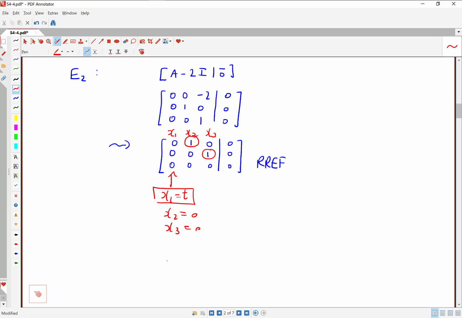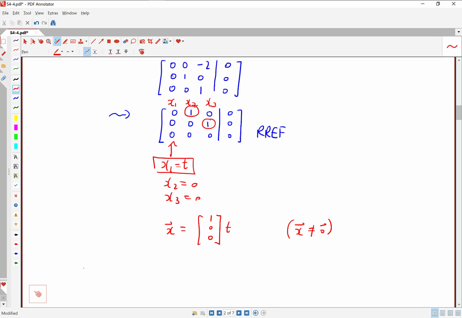So we could write down our eigenvectors in vector form. We would have (1, 0, 0) times t. And strictly speaking, the 0 vector is not an eigenvector. So if you were just writing out all your eigenvectors, you would say we should not include the 0 vector. So basis for E2, just grab your set of direction vectors. In this case, we've just got a single vector, (1, 0, 0), in that basis.